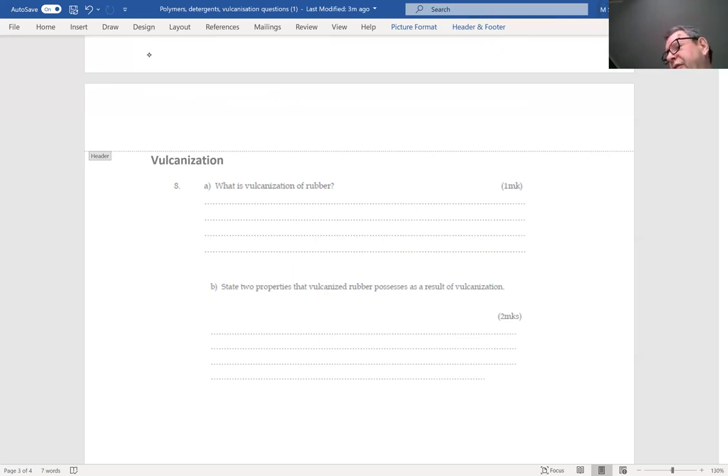The addition of sulfur, and it's when rubber is heated with sulfur, then it is vulcanized. Vulcan was, I think, the Roman god of fire. That's why they call it vulcanization. It's a little bit like volcano, but not quite, because that would be an O. So vulcanization is treating rubber with sulfur and heat.